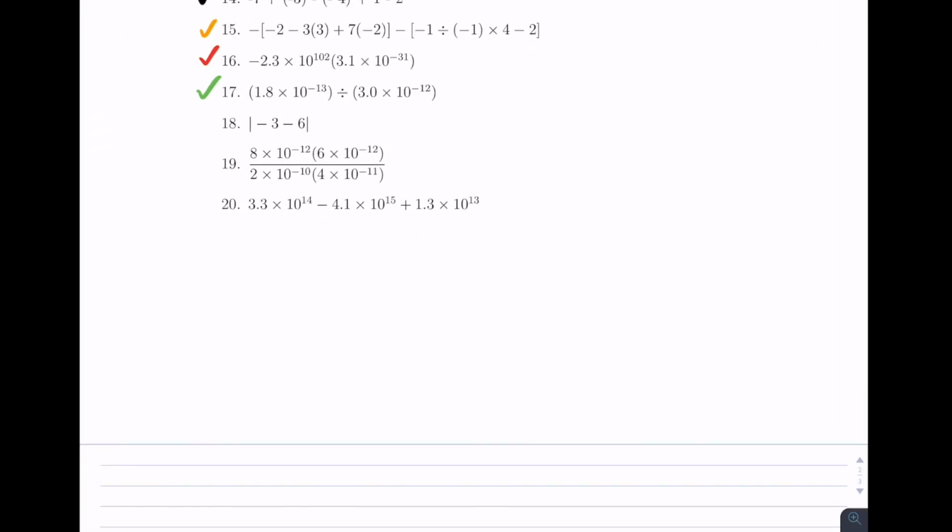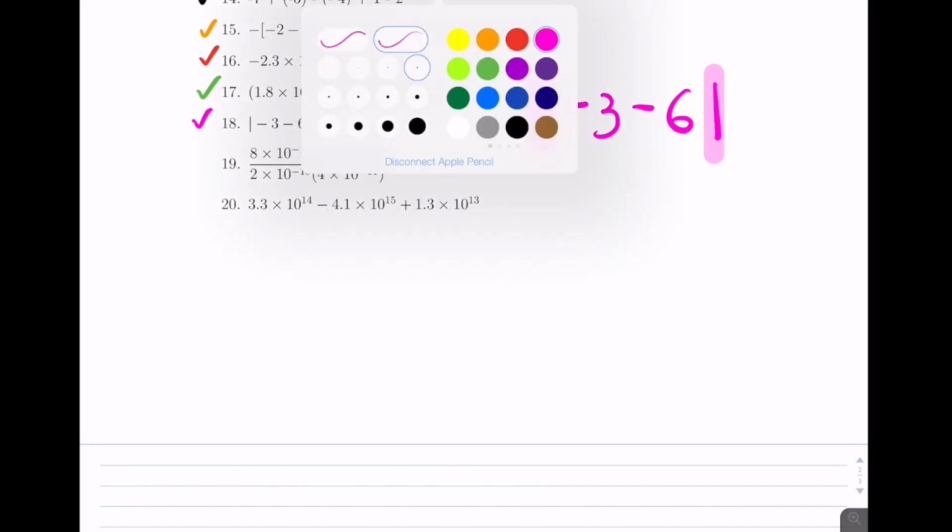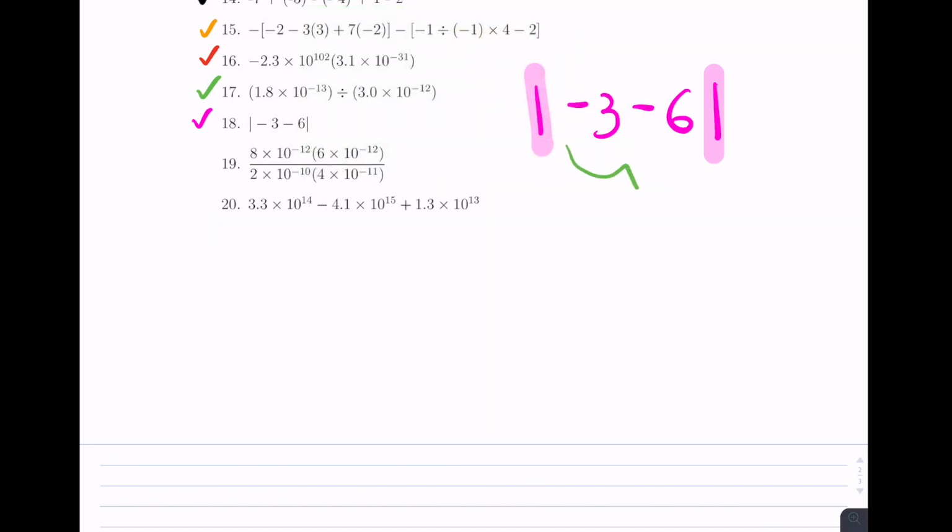Question 18. This one is a little bit shorter. We have absolute values. Remember, absolute values are just brackets that take the positive of the answer. So if we have negative 3 minus 6, which is negative 9, now if you take the absolute value, it equals 9. That one is shorter.